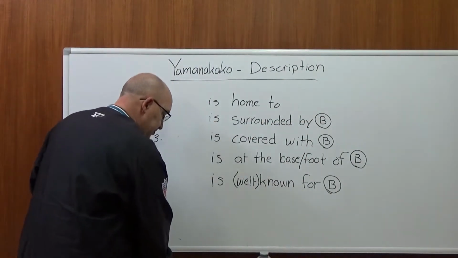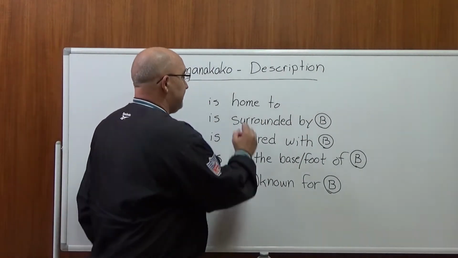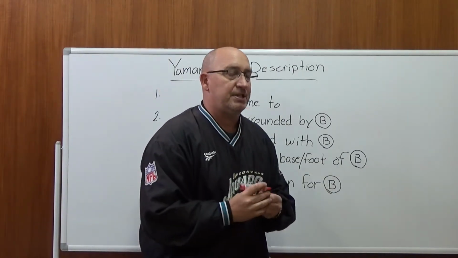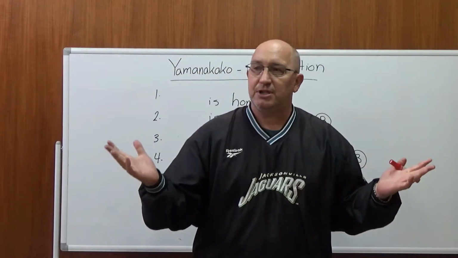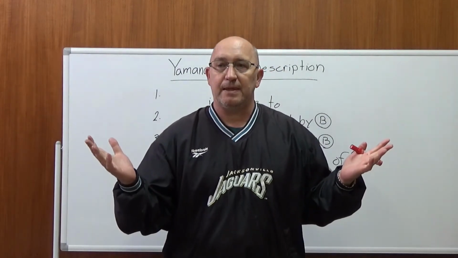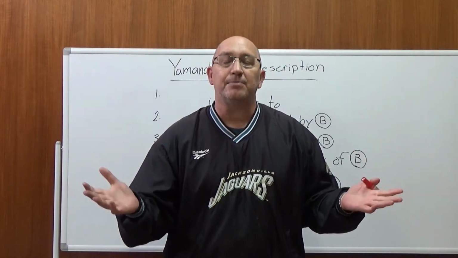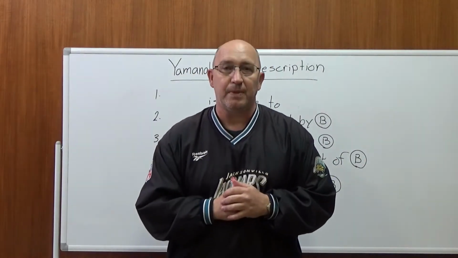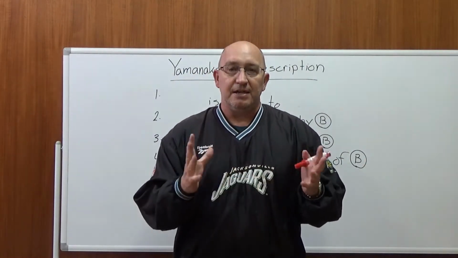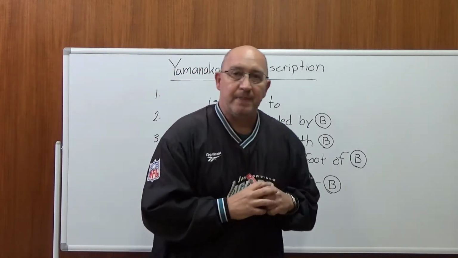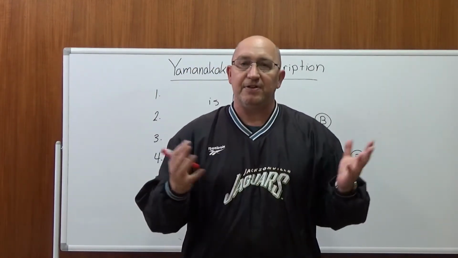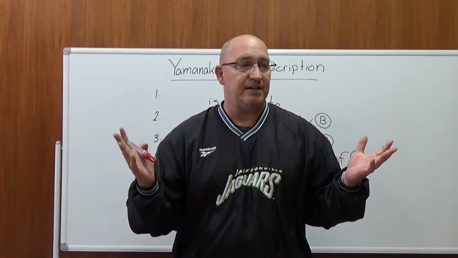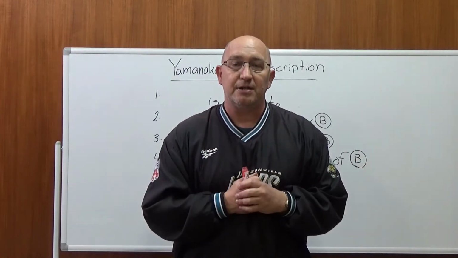A is home to B. Of course, home, that's an easy word. Home is the feeling, of course, people or animals live at home. Now, A is home to B. What kind of animals, what kind of trees, what kind of nature is there in Yamanakako?